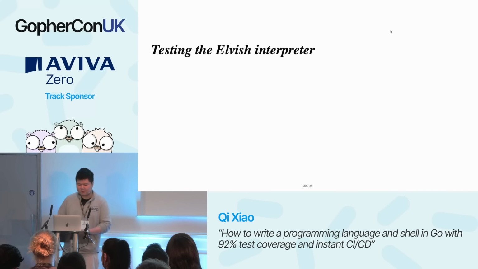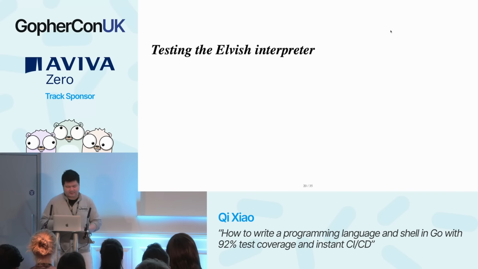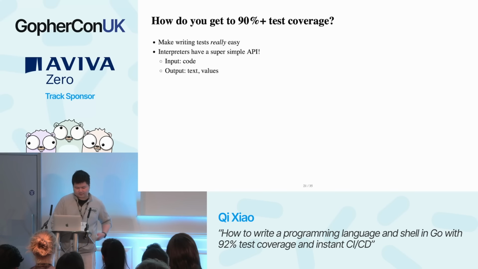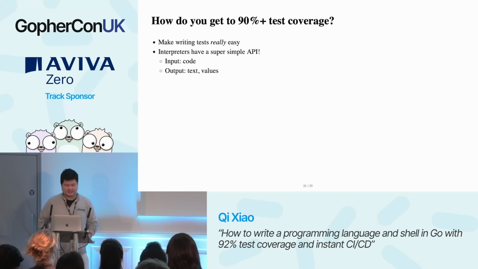All right, let's also talk a bit about testing. So how do you get to 90% plus test coverage? I think there's one answer to that. It's making writing tests really, really easy. If you make writing tests really easy, you will write a lot of tests and you get a lot of test coverage. That's just a chain of logic there, right?